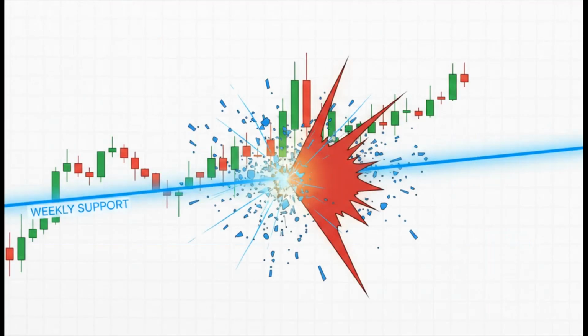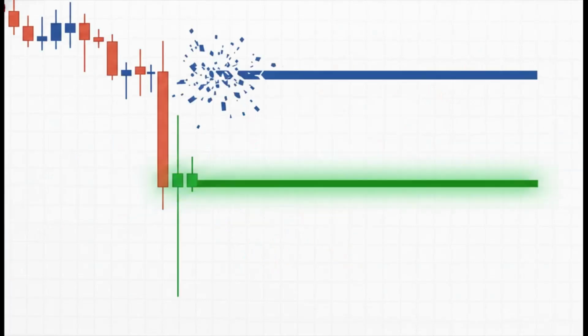And here's what happened. Price came right down to that weekly level, the blue line, and just blew right through it. No bounce, not even a pause. It was like the level wasn't even there. Now, this is exactly where traders who only look at the weekly chart get totally smoked. But look what was waiting just a little bit lower.